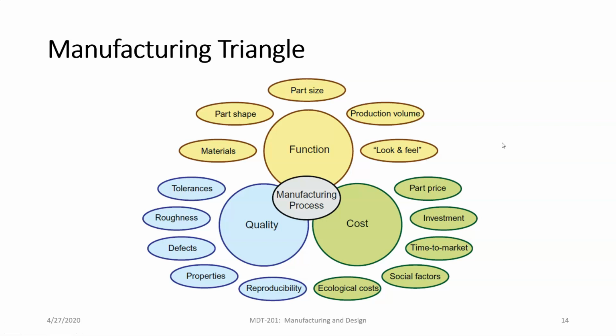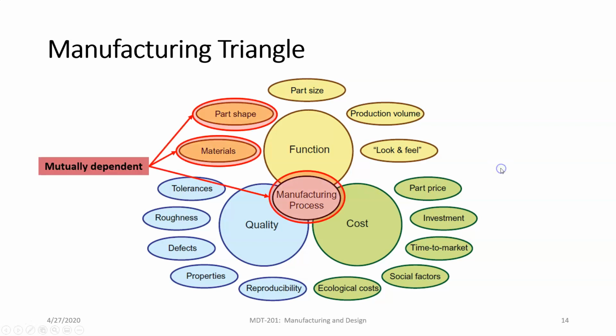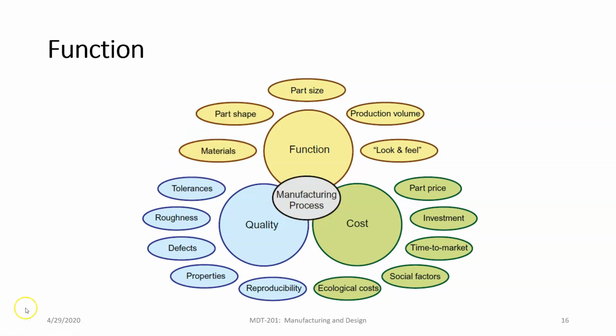All right, so let's go back to our manufacturing triangle. Remember the different attributes: we have quality, function, and cost attributes, and then the sub-attributes for each one of these. All of these play a role in helping us to determine the manufacturing process. There are mutual dependencies in a lot of these. For example, part shape and materials are mutually dependent with the manufacturing process. So we have to be mindful that these are woven or linked together.